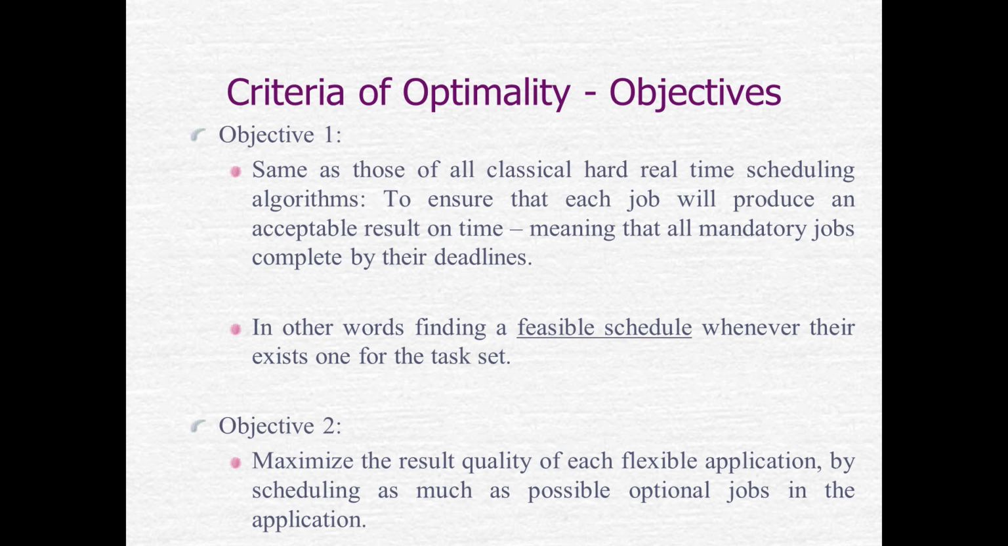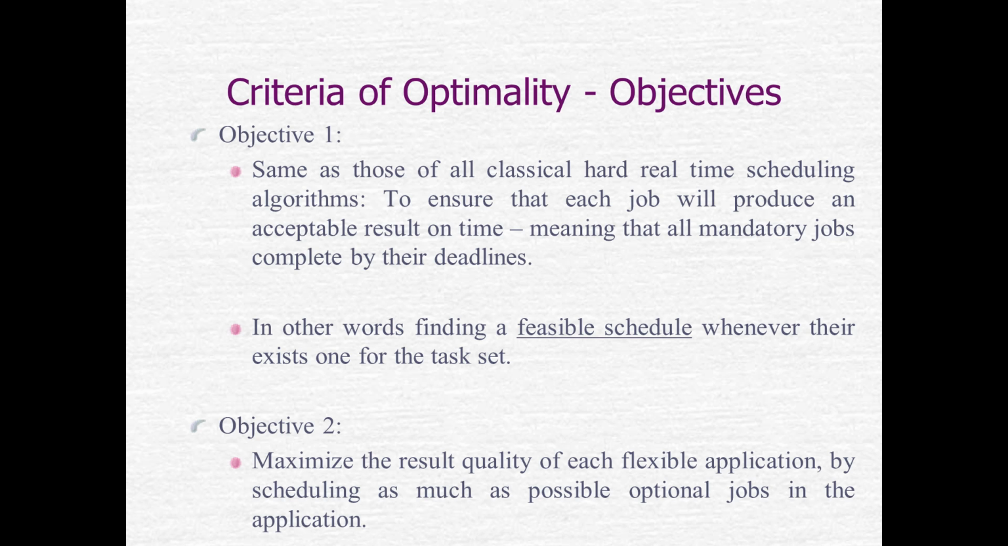There are two objectives. The first objective is that our schedule should be optimal, and the other is that quality will be taken care of. Objective 1 is the same as for all classical hard real-time scheduling algorithms: a task should complete by its deadline, to ensure that each task job will produce an acceptable result on time, meaning that all mandatory jobs complete by their deadlines. This is our optimality criterion 1. In other words, we can say we find a feasible schedule whenever there exists one for the task set.